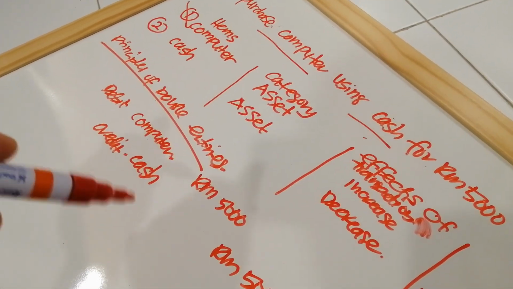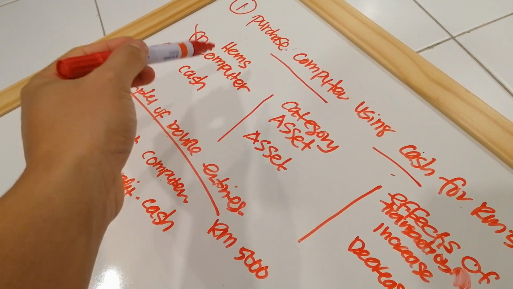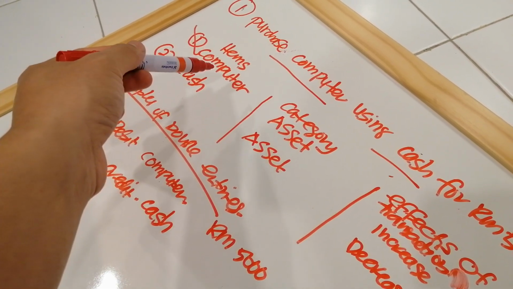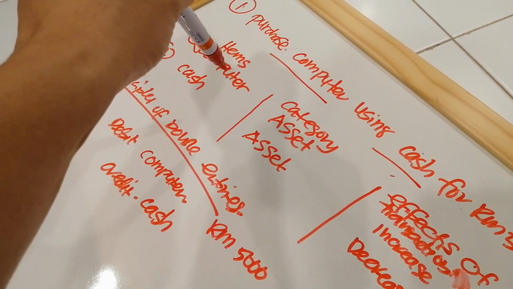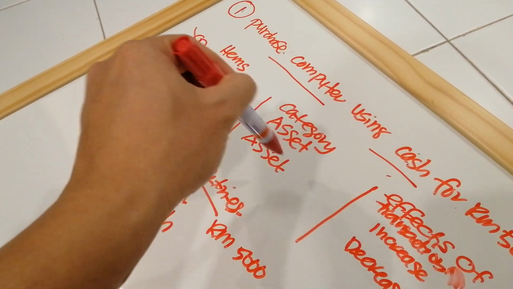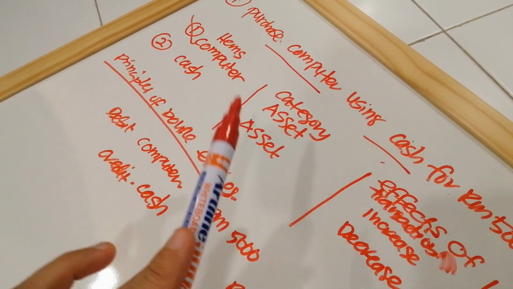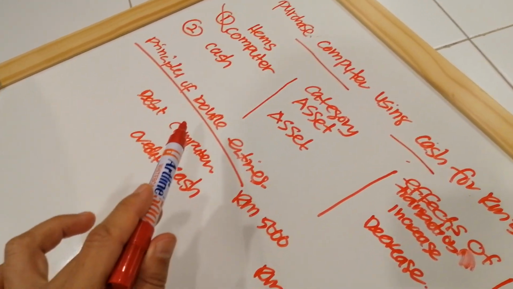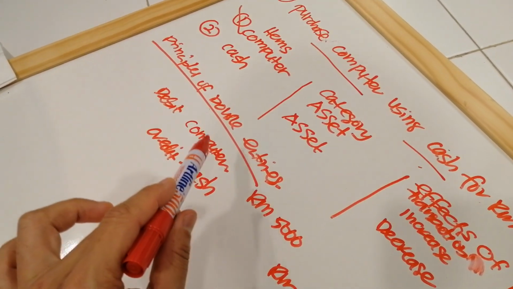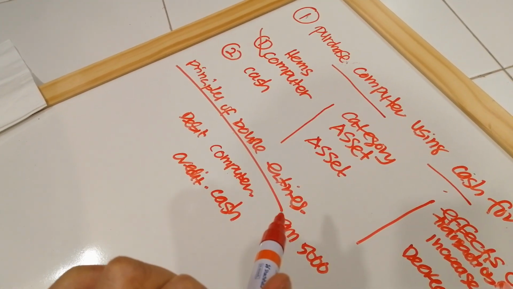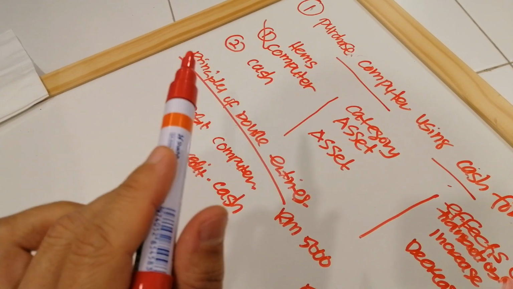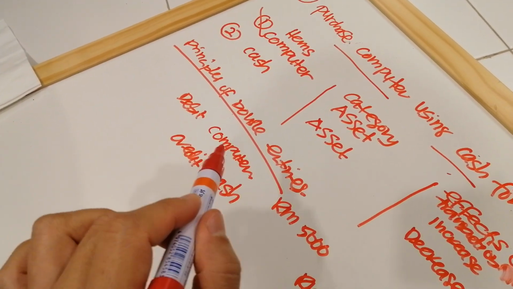So can you see here? If you make a mistake from the first process, which is classification, you dah classify computer. Maybe you put here liabilities. Definitely you are going to carry forward. You are going to carry the same mistake for the second task, which is to prepare the double entries.